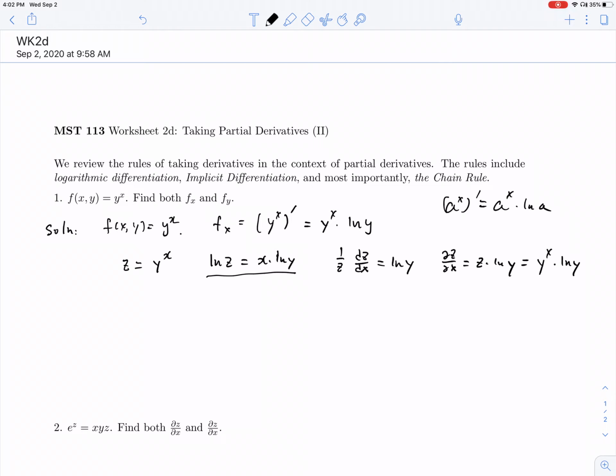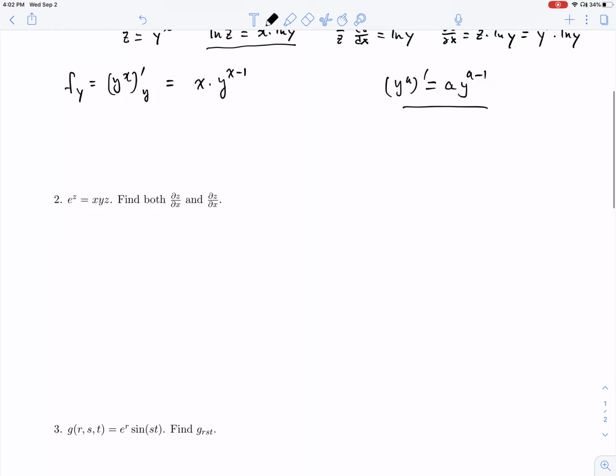Now, how about f_y? That's going to be easier because what we have now is y to the x, and we take the derivative with respect to y. This one was with respect to x, right? So this is going to be simply x times y to the x minus 1. The formula we are using is that the derivative of y to the a is a y to the a minus 1. All right, this is number 1.